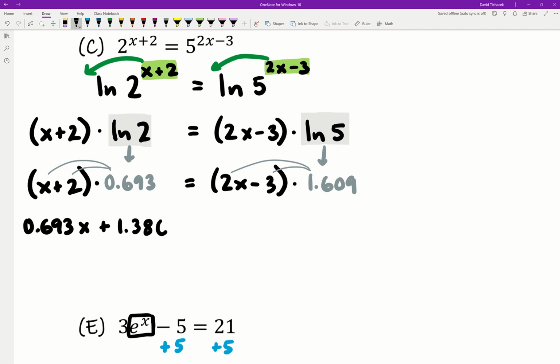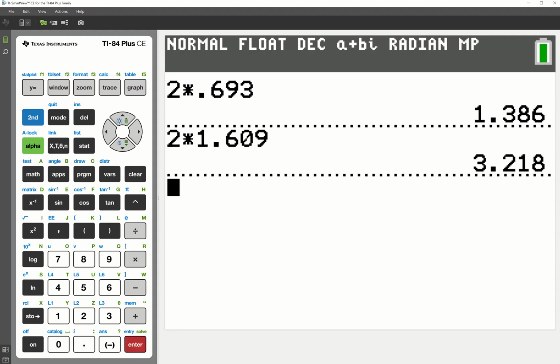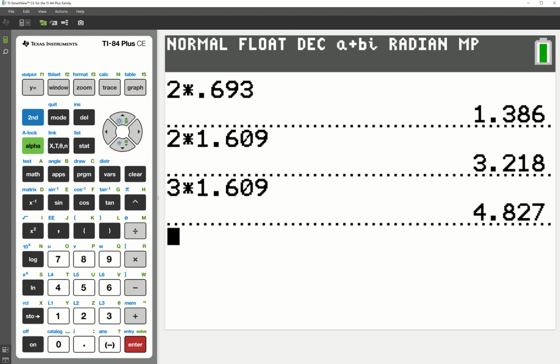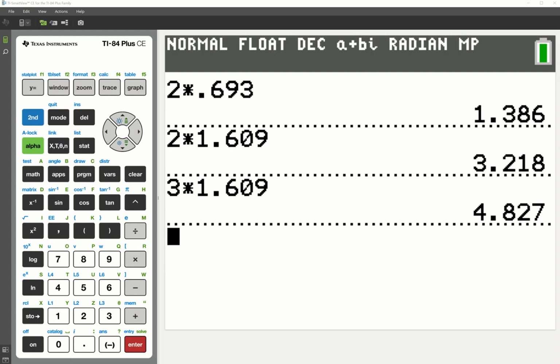1.386. And then on the left-hand side, we're going to perform that distributive property there as well. So we want to do a 2 times 1.609, and then we also want to do a 3 times 1.609. And then we're going to get these numbers right here. So that's going to be 3.218x minus, and then that second number would be 4.827.